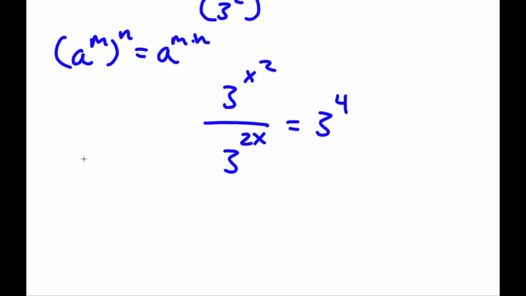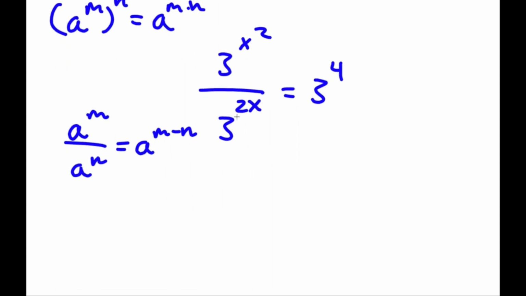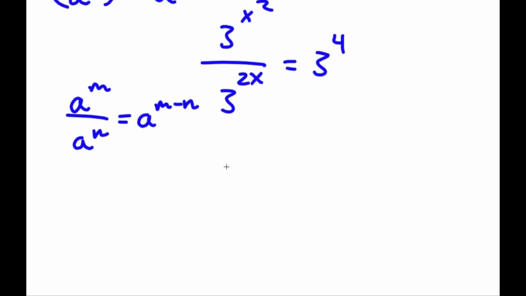And this actually makes it much simpler to solve this problem. So now another property of exponents is that if I have something in the form a to the power of m over a to the power of n, this is equal to a to the power of m minus n. So 3 to the power of x squared over 3 to the power of 2x is going to equal 3 to the power of x squared minus 2x. This is equal to 3 to the power of 4.